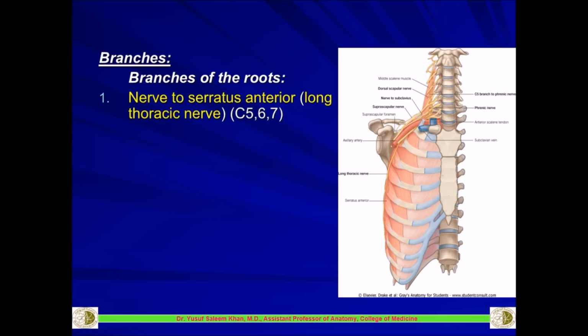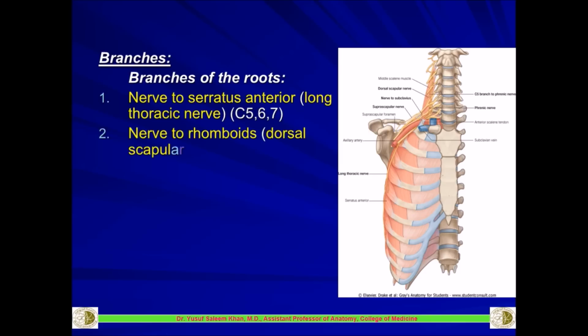This nerve is also called the nerve of Bell, because the serratus anterior is called the muscle of Bell. This is the muscle which is helpful for the pulling of the bell. In churches, there will be a big bell, and whenever they pull, this is the most important muscle which will be acting. So that's why this is called the muscle of Bell, and this long thoracic nerve is also called the nerve of Bell. Okay. So this is the long thoracic nerve which is coming from C5, C6 and C7 roots.